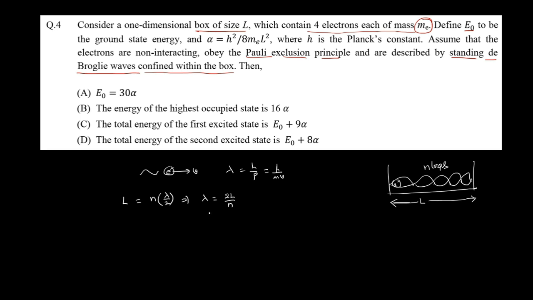Okay. So if this is the wavelength, then what is the momentum of the electron? The momentum of the electron we can write as h by lambda, which is nothing but nh by 2L. This is the momentum of the electron.